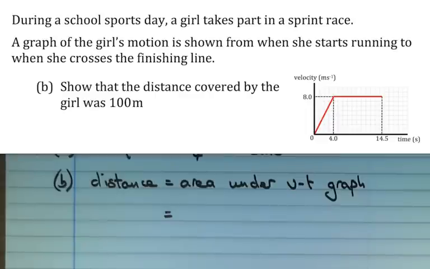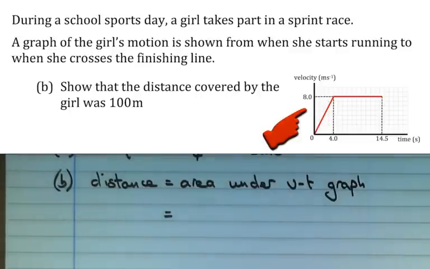So just look out for some graphs where maybe it's only asking for the distance while accelerating, or it could be a car braking and you've got to find the stopping distance, or the braking distance I should say. Maybe you're only working out the area of one part of the graph.